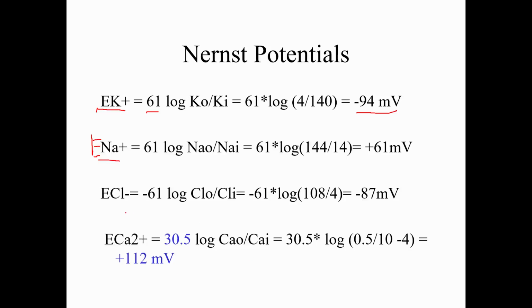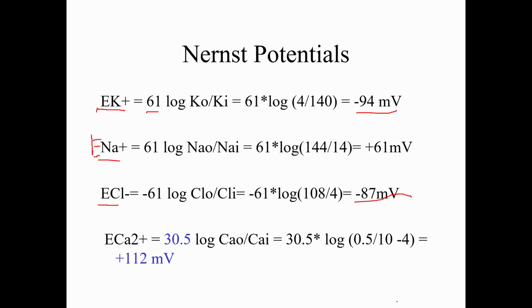All right, here's chloride. Notice my constant is -61. Why is that? Because chloride is a negative ion. I make the same calculation, 108 out over 4 in, and I come up with -87. So the equilibrium potential of chloride is pretty close to the membrane potential too, even though its permeability is not that high, which means if you open chloride channels, the membrane potential is either going to be stabilized or might hyperpolarize a little bit if you start at -70, say.